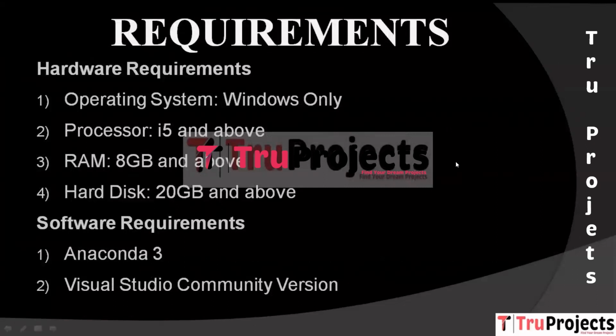Now coming to the requirements part. Here we have two types of requirements, the hardware requirements and the software requirements. In hardware requirements, the operating system Windows is required, processor i5 and above, minimum 8 GB of RAM, and hard disk 20 GB and above. Coming to the software requirements, Anaconda 3 is required and Visual Studio Community version is required.